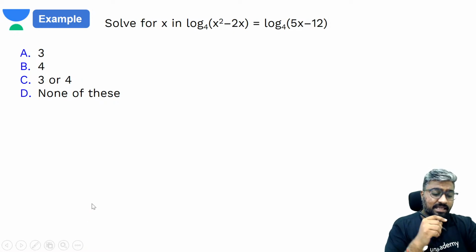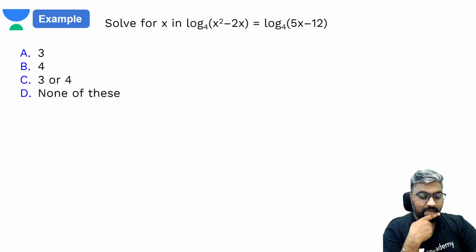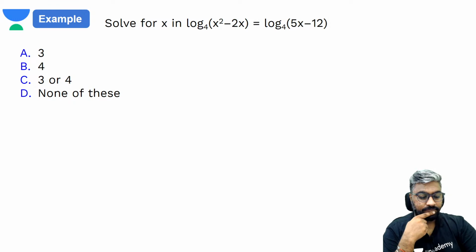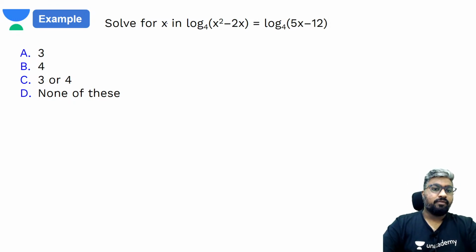In the previous case we did not have any base. Correct Ruchika, yes, that's the issue. Okay, solve for x in log base 4 of x square minus 2x is equal to log base 4 of 5x minus 12.